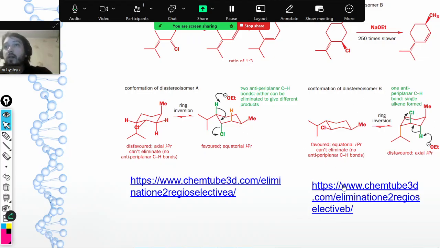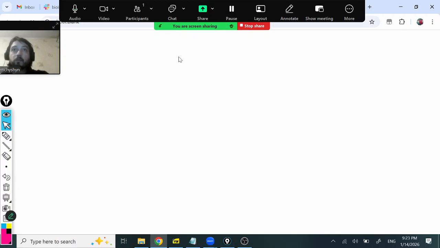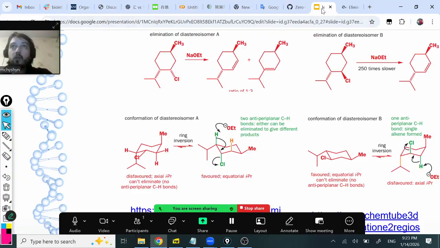And here is another example of the same kind. Once again, eliminating hydrogen, chlorine leaves, and once again it locks this sort of additional group in one position.